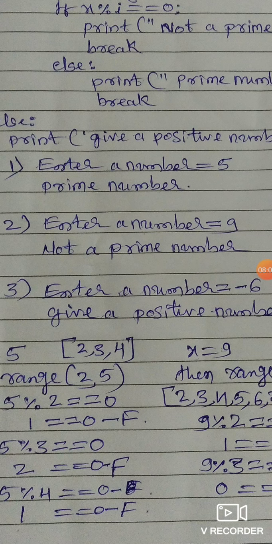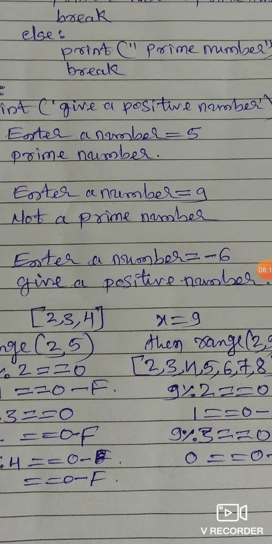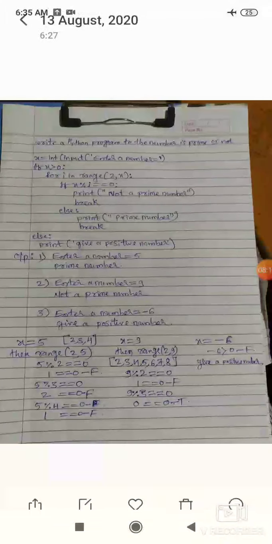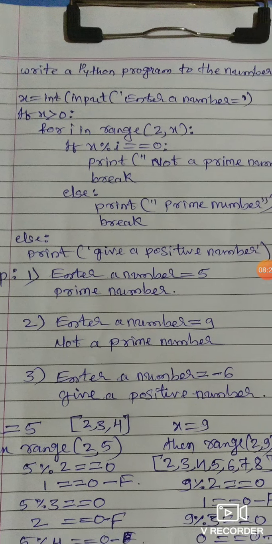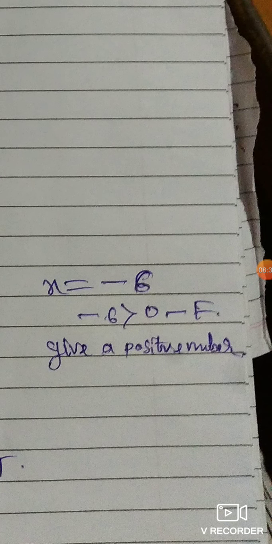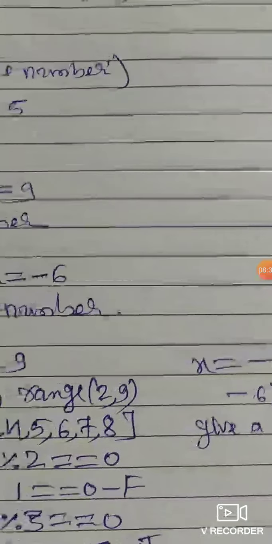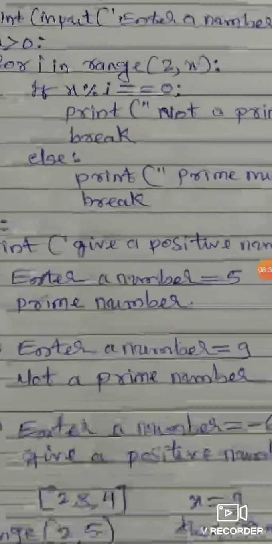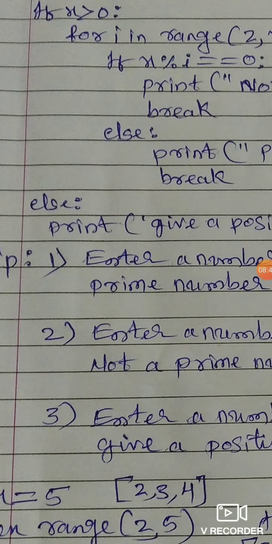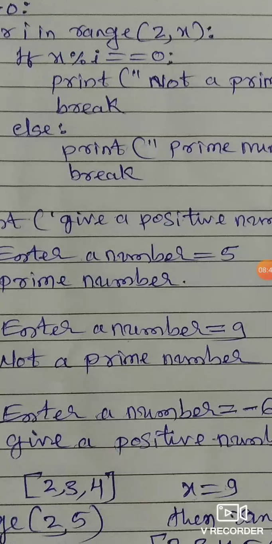Then one more execution, the third run: enter number equal to -6. So obviously the x value is -6. Is -6 greater than 0? It is false. So ultimately the else part executes, and it prints: give a positive number.